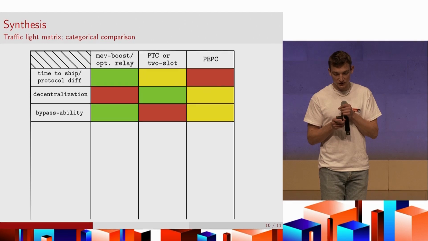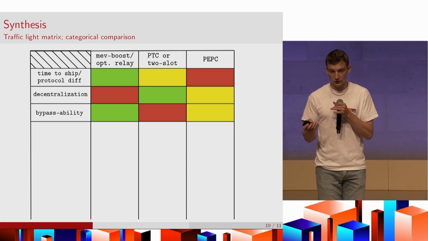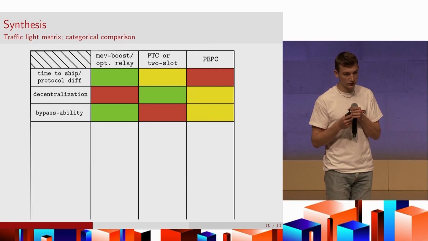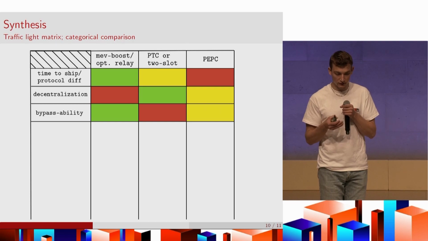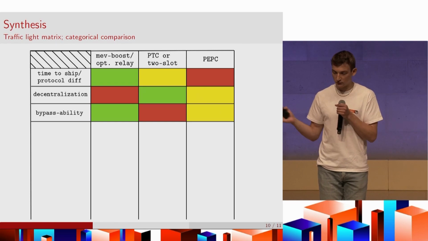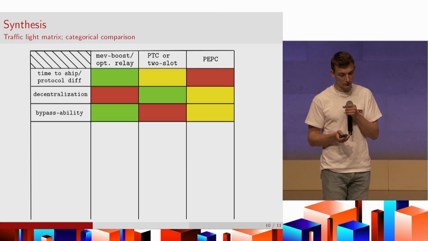For the PTC, I put it as red because there's no way to enforce that the proposer actually uses the mechanism that we put into the protocol. The relay infrastructure would probably still exist. They could just outsource their block production to the relay rather than using the P2P layer to get their blocks.